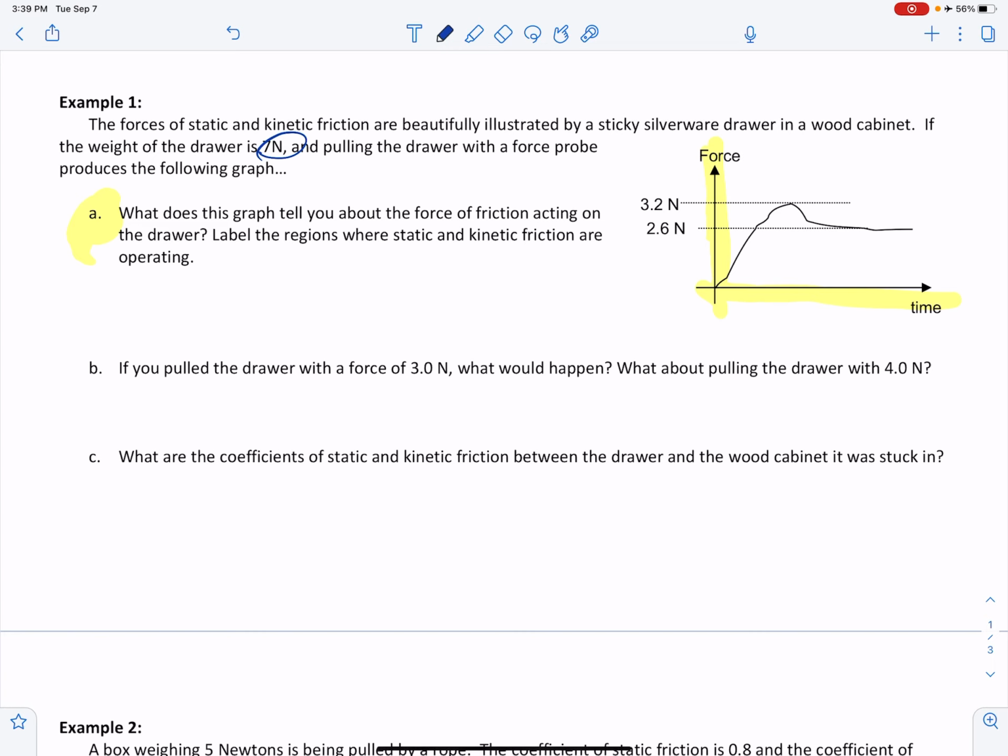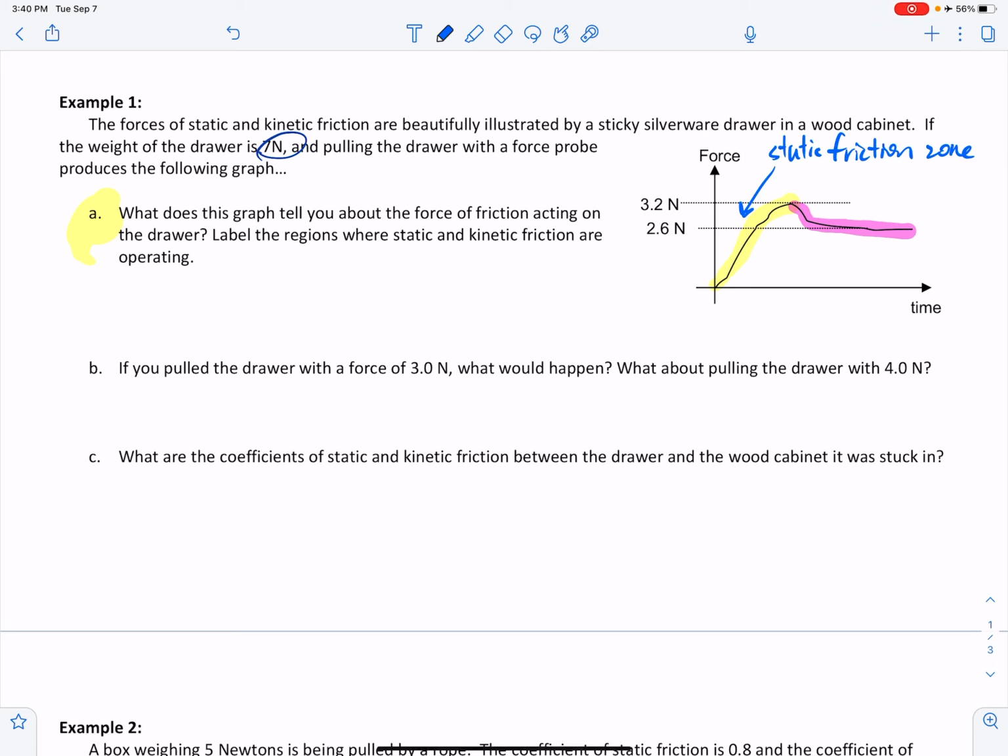Okay, so in this part of the graph, I'm going to use the highlighter. In this part of the graph here, the drawer is being pulled with increasing force until a point, okay? And after that point, we get a change where now the force starts to drop and we get this sort of plateau value, okay? So this section here, when the drawer is being pulled with increasing force, this yellow section is going to be called the static friction zone.